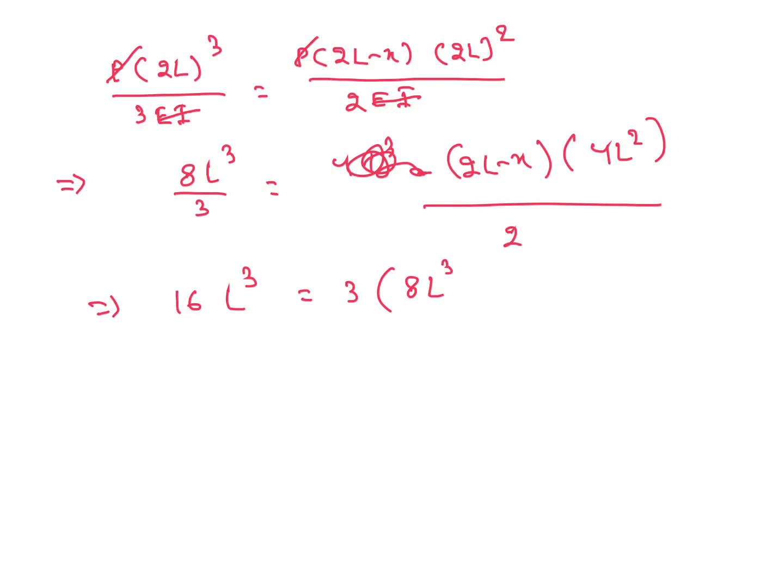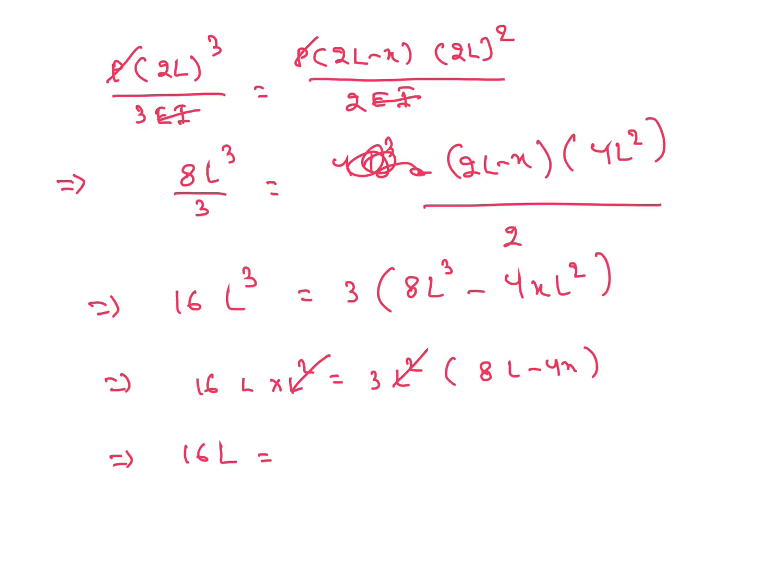Then take L square common, 16L square equal to 3 into L square into 8L minus 4X, cancel. 16L equal to 24L minus 4X, 4X equal to 24L minus 16L, it's equal to 8L.